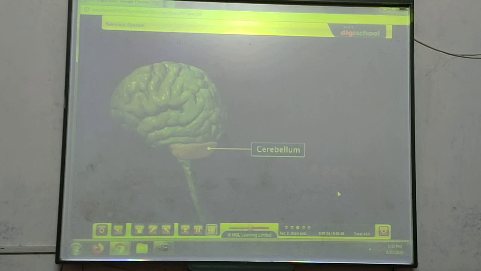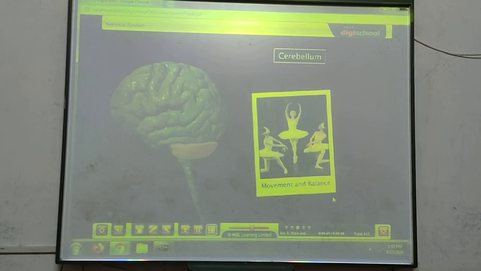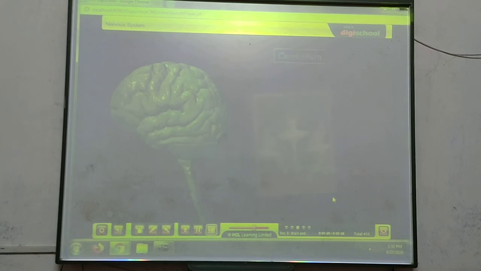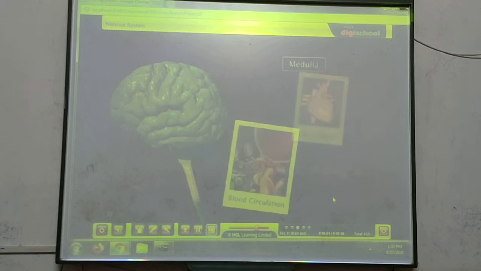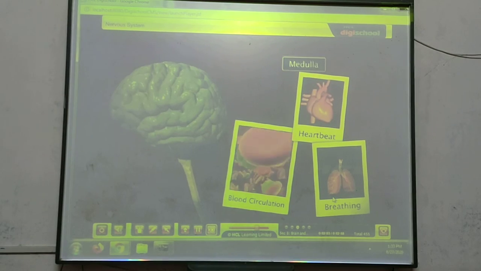The second part of the brain is the cerebellum. The cerebellum controls movement and maintains the balance of the body. The third part of the brain is the medulla, or brainstem. The medulla regulates the heartbeat, blood circulation, and breathing.